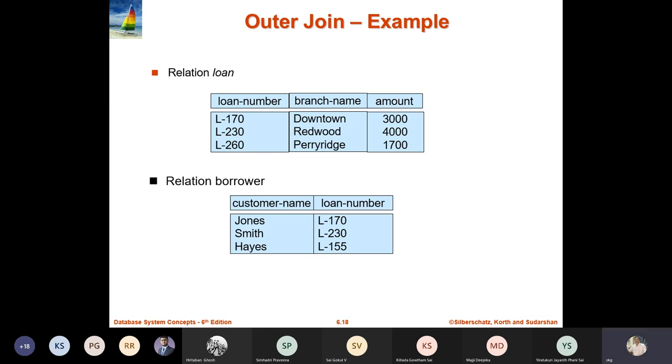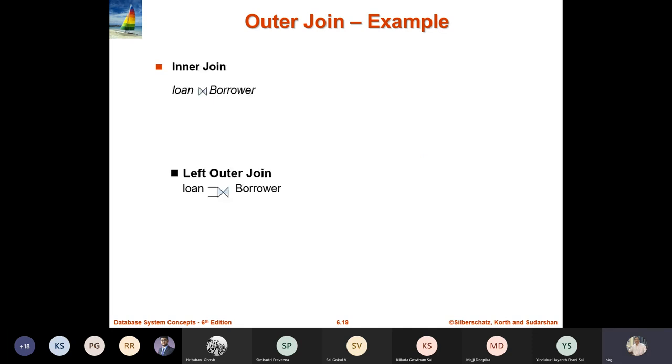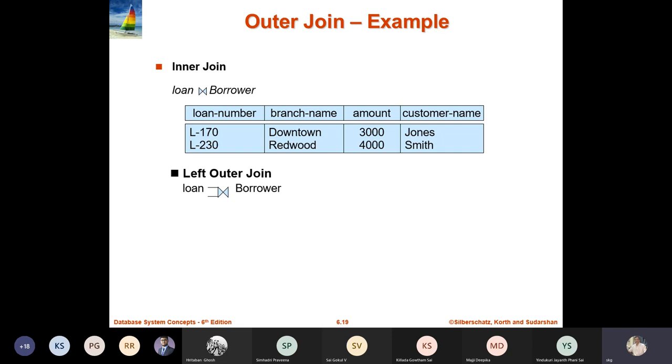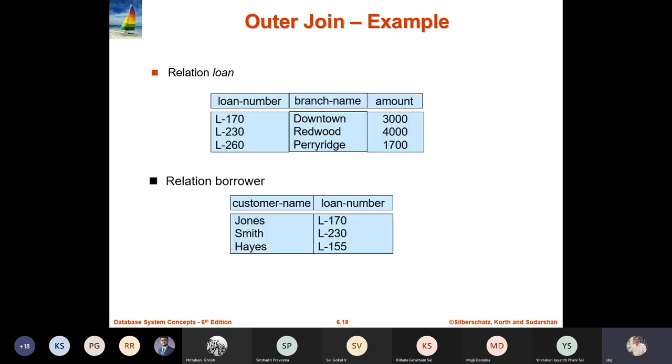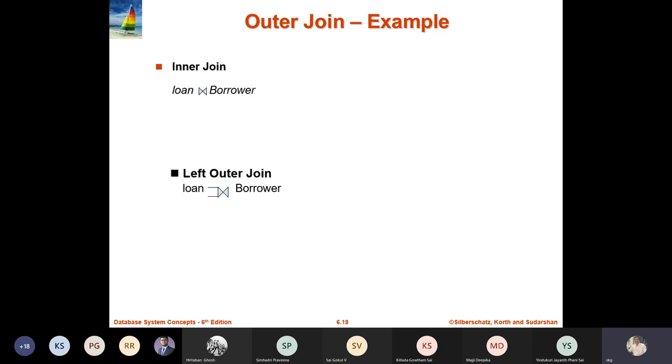We have a relation loan, with loan number, branch name, amount, and a relation borrower, with customer name and loan number. There are two kinds of joins. One is the inner join, where loan and borrower are matched, and only the matching tuples are there. In this case, the loan numbers L170 and L230 are common in the two relations.